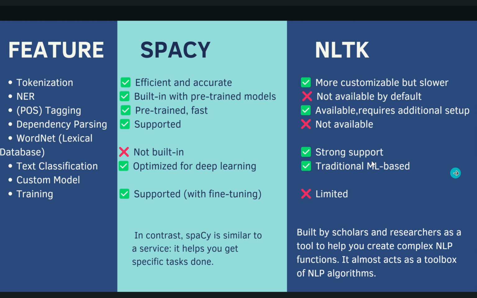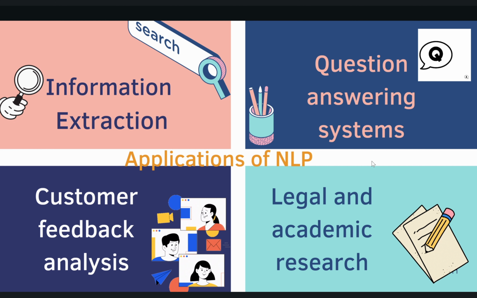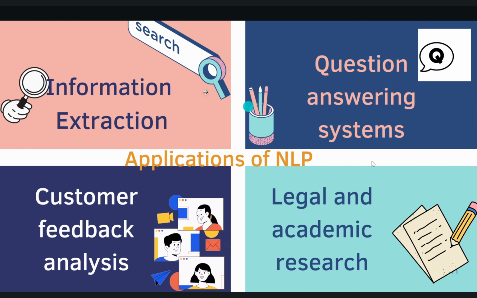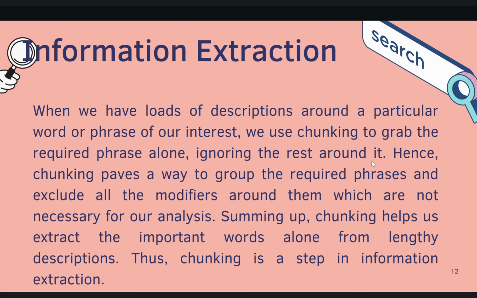Okay, so can you give some real world application where this chunking is actually used? Yes, I can. The first application of chunking is information extraction. When analyzing a large amount of text, we often need to extract specific words or phrases related to our area of interest while ignoring unnecessary detail. Chunking helps in this process by grouping relevant phrases and filtering out unimportant words.